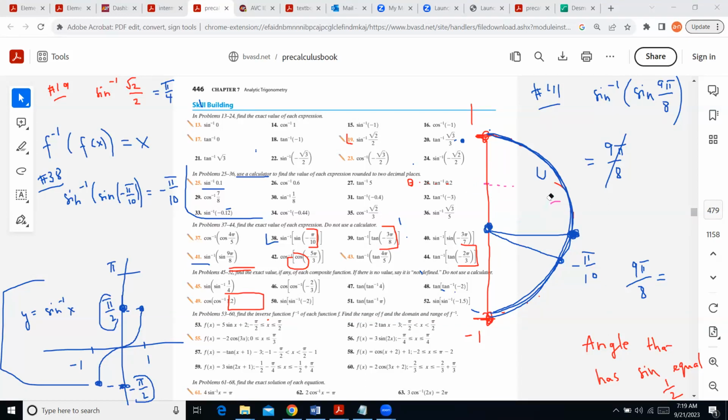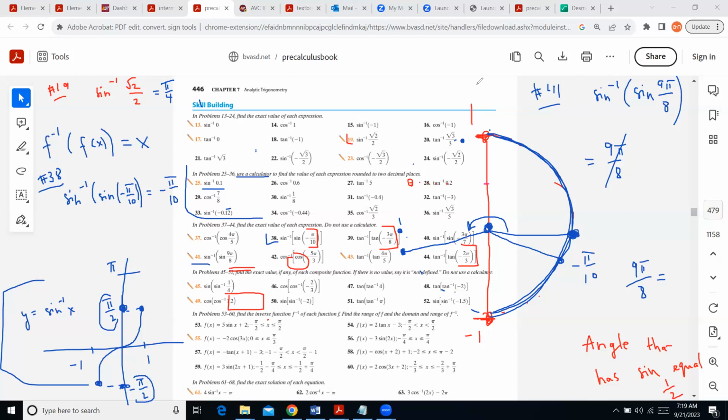Bunch of leftovers here. So 9 pi over 8 is more than pi. So it'll be, pi is like that, right? And 9 pi over 8 is another pi over 8. So it'd be here.